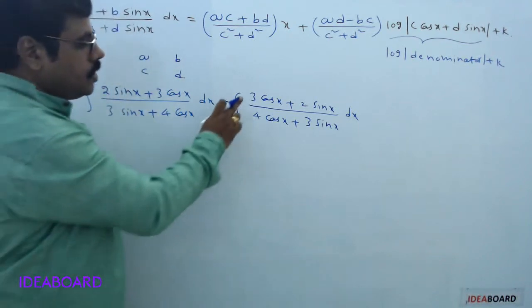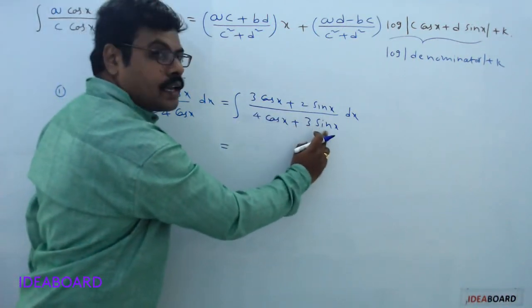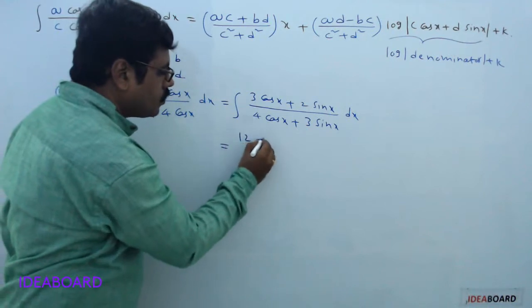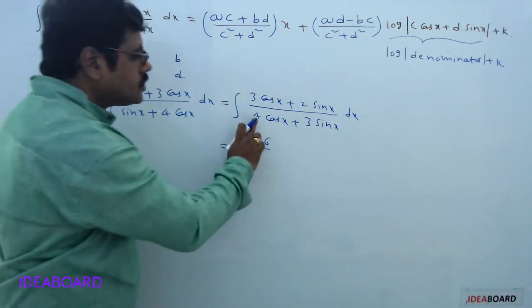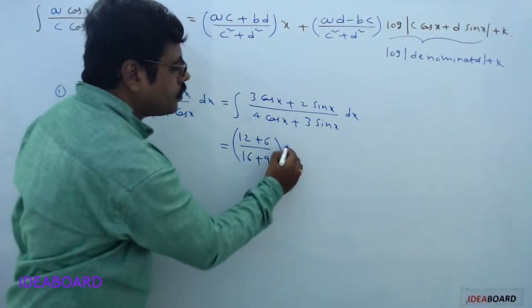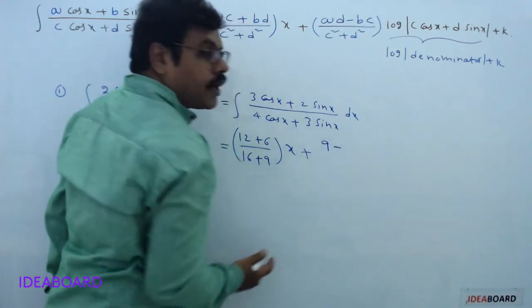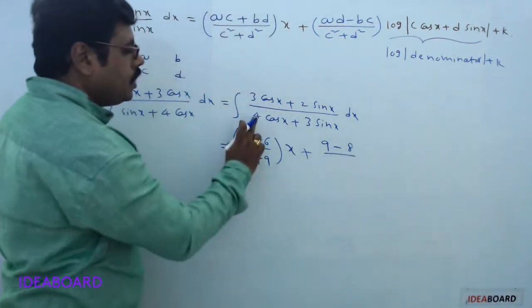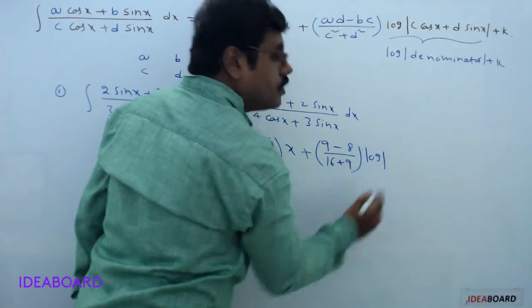Now this equals: ac, 3 into 4, 12, plus bd, that is 2 into 3, 6, divided by c square plus d square, 4 square is 16 plus 3 square is 9, into x, plus ad, 3 into 3, 9, minus bc, 2 into 4, 8, divided by c square plus d square, 16 plus 9, into log mod denominator.